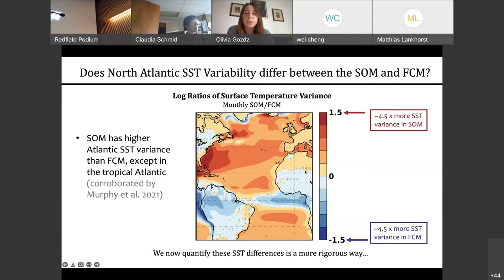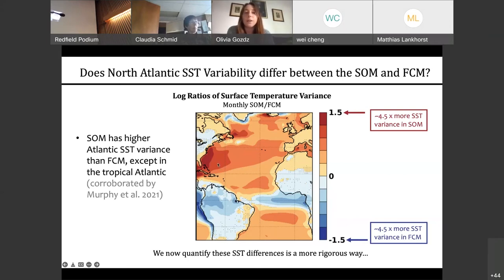And the stippling just indicates where the log ratio is insignificant. So most of these values are significant. The only region where the fully coupled model appears to have more variance in SST than the slab is in the tropical Atlantic here.